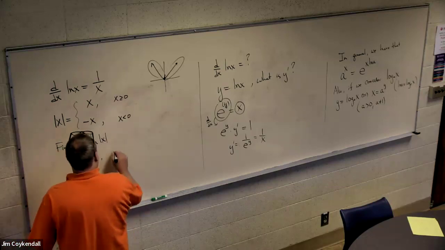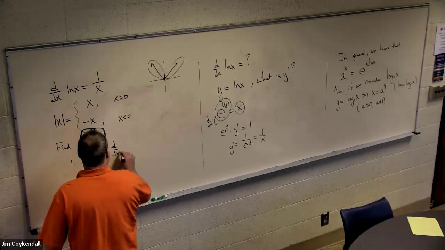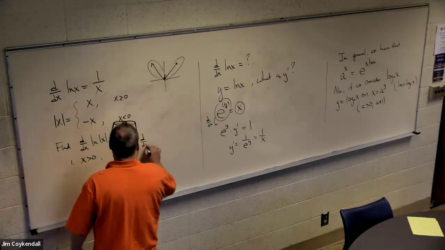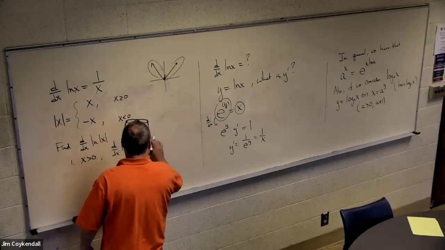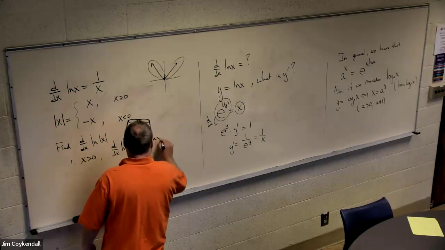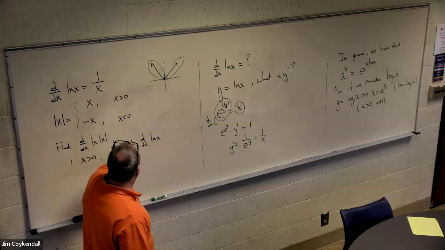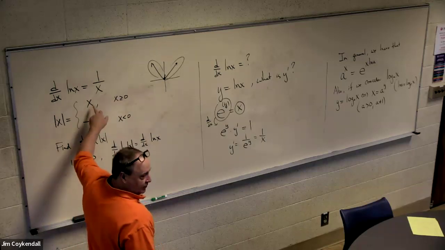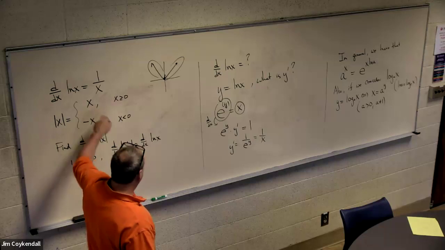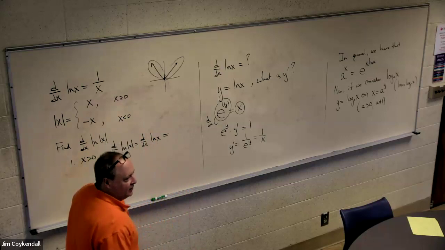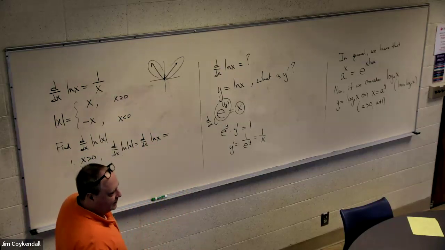Case one, x is bigger than 0. The derivative with respect to x of natural log of absolute value of x: if x is bigger than 0, then absolute value of x is equal to x. We're under the first rule, right? And what's the derivative of the natural log of x? 1 over x.